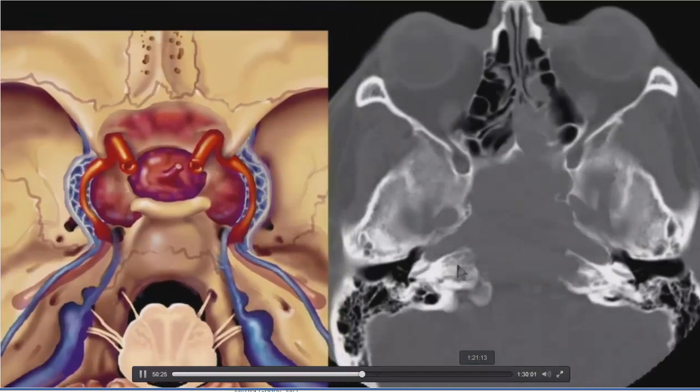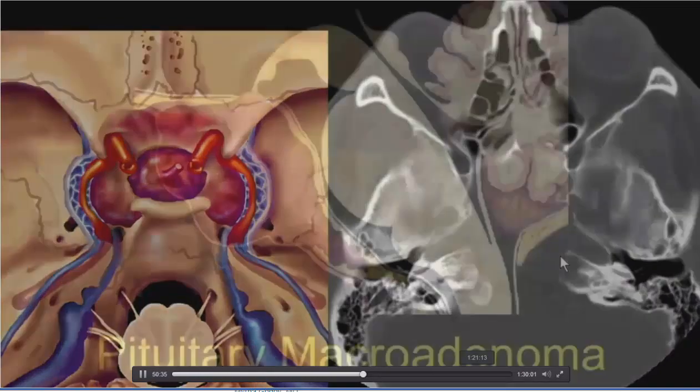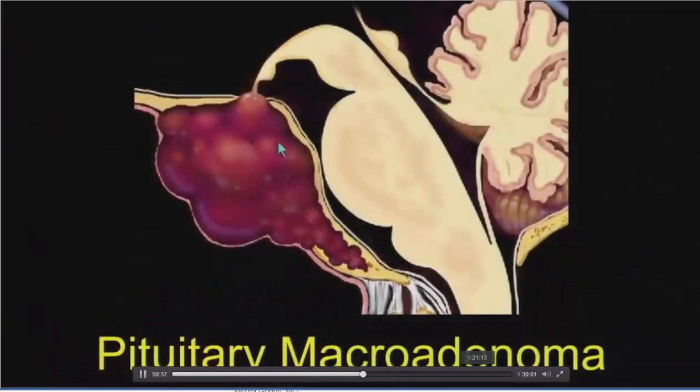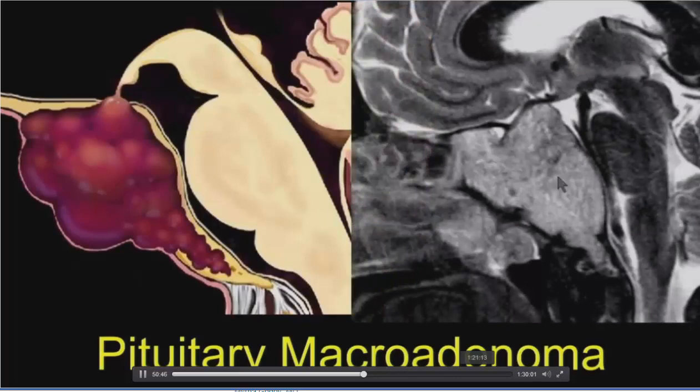So here's a case. Again, we have a lesion destroying the central skull base, not really specific of anything, but this, where we try to find out, is this separate from the pituitary, and is it separate from the nasopharyngeal tissues below? So here's a graphic showing a pituitary macroadenoma that was invasive and aggressive and went down into the central skull base. And here's an actual case.